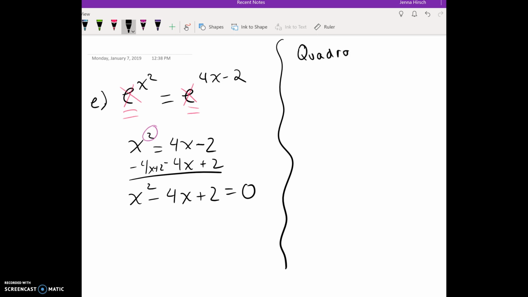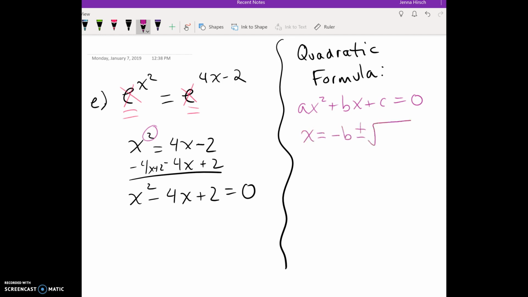The quadratic formula says if we have a quadratic equation that's in this general form of ax squared plus bx plus c is equal to 0, then we can solve that equation by using this formula. x is equal to minus b plus or minus the square root of b squared minus 4ac all over 2a.